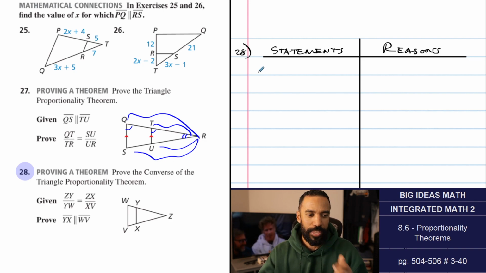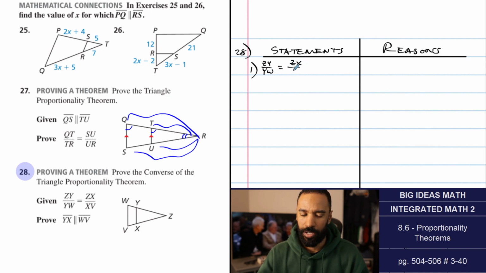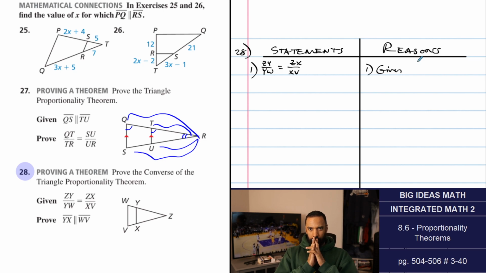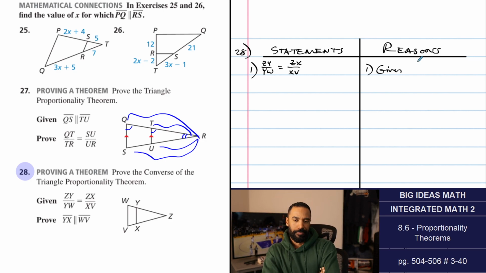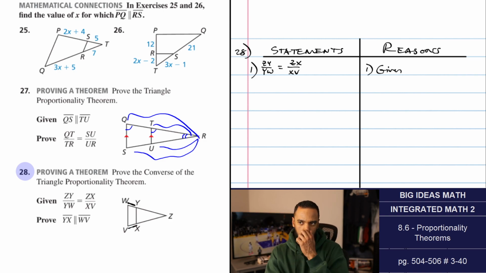We're going to start with the given, and we have ZY over YW equals ZX over XV. We got to prove that YX is parallel to WV. Okay, so the thing is, YW is the split part, and VX is the split part. So those are the ones on the bottom.